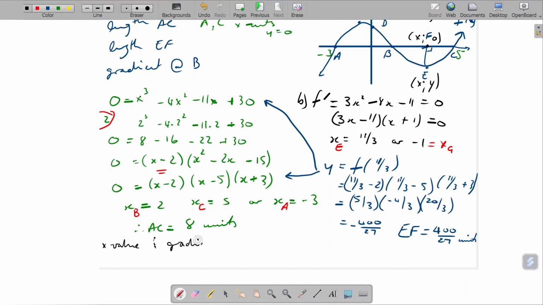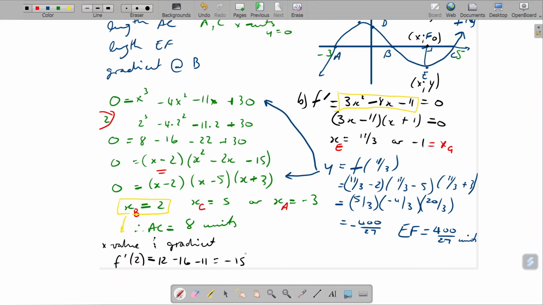But again, what I'm trying to point out here with these sculpted questions is, please don't forget that over here we've got the x value at B that we require, and over here we've got our gradient. So all I'm going to do here is use these two pieces of information that I found, one in part A and one in part B. So this is quite easy. Our gradient is going to be f prime of 2, which is going to be 12 − 16 − 11.